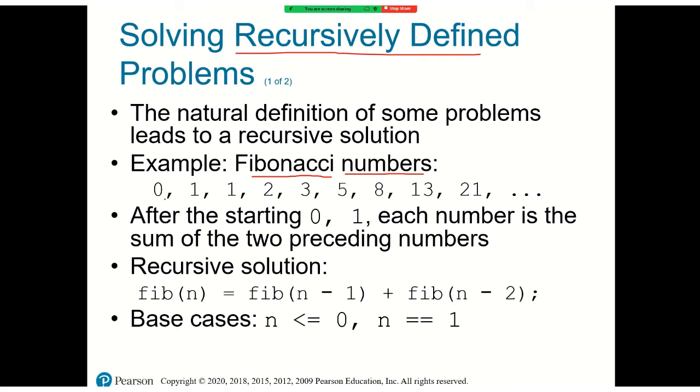So you see here, after starting 0, 1, each number is the sum of the two preceding numbers. So basically, this one plus this one should be the third number, and then 1 plus 2 should be 3, then 2 plus 3 should be 5, and then 3 plus 5 equals 8, 5 plus 8 equals 13, and so on. That's the way the Fibonacci sequence or numbers work.